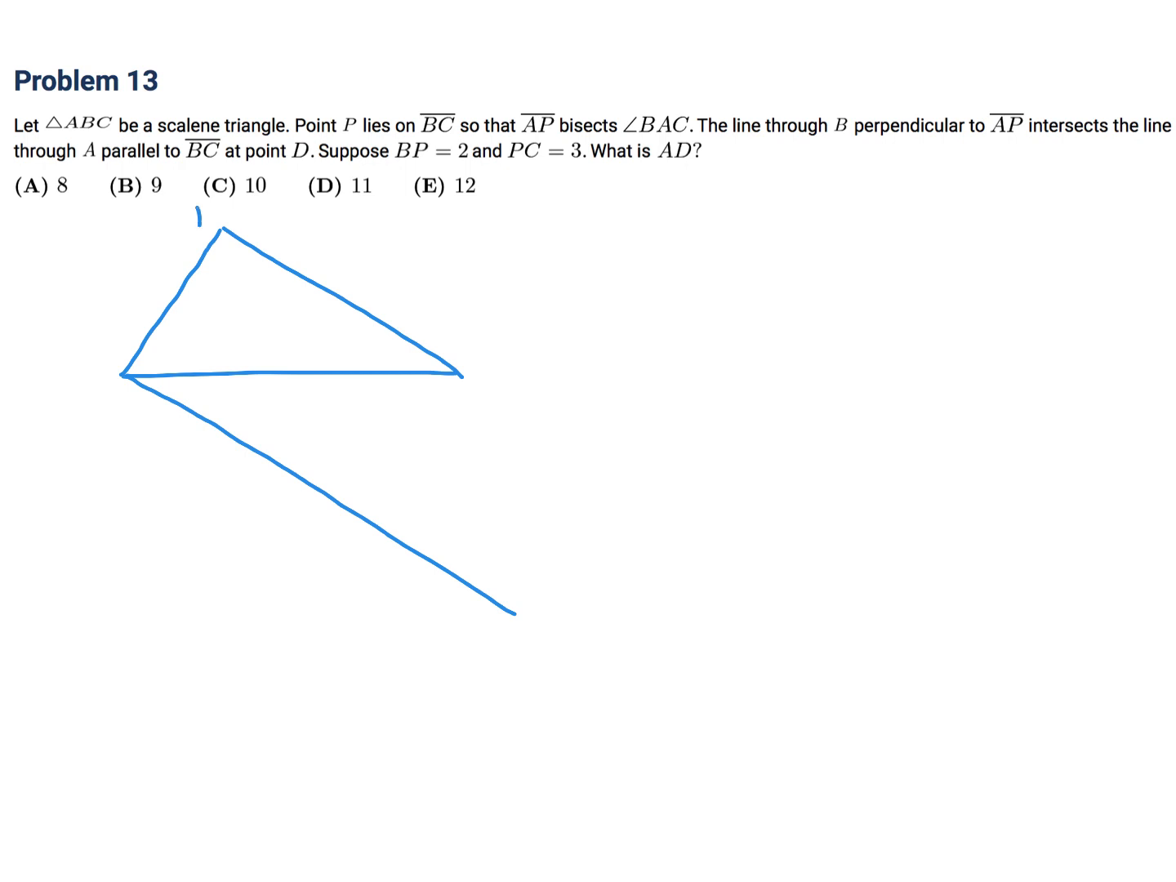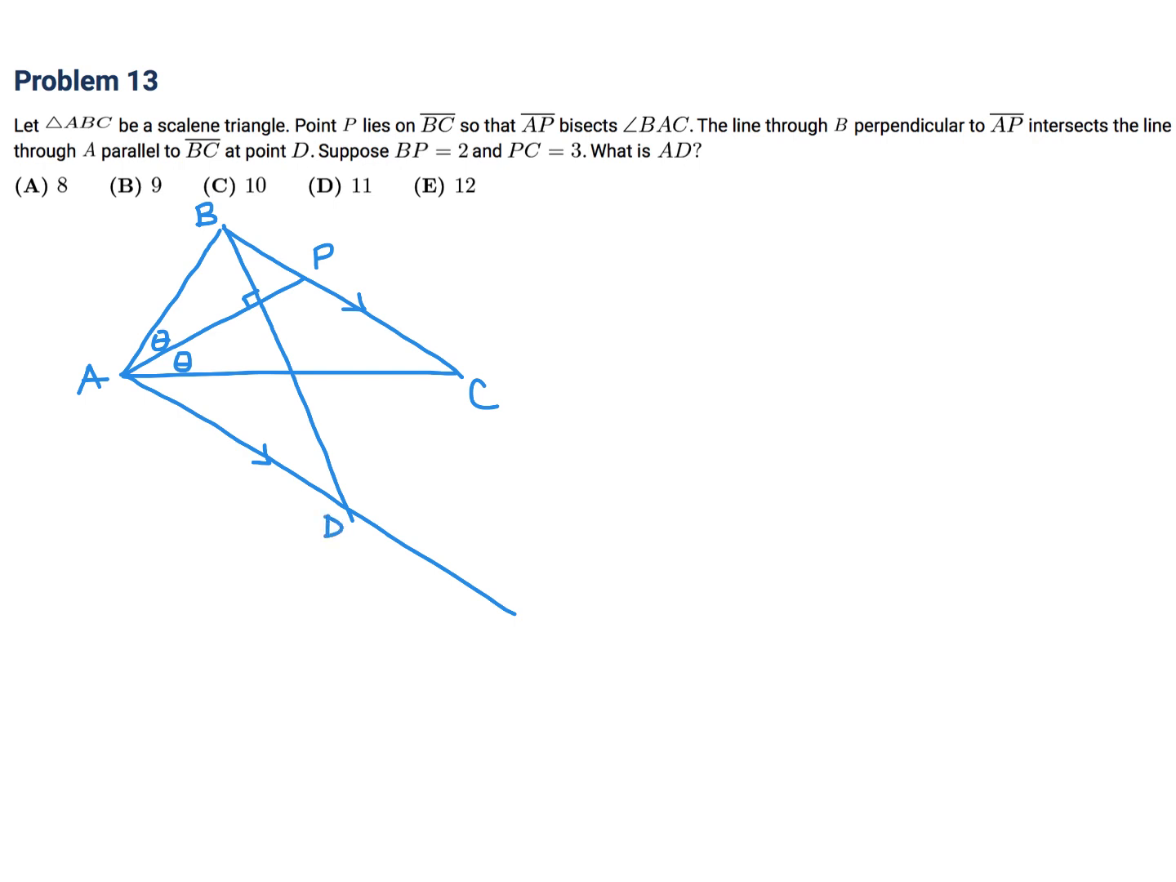So first we have to label this. Let's say this is BAC, like that, and then let's draw like this. So that is going to be P according to the question, and this is theta, and this is theta, and then this is parallel to this line. And then the line through B that is perpendicular to AP. Okay, so perpendicular, I guess like that. So this is a right angle. That intersects the line at D. So this is D right here.